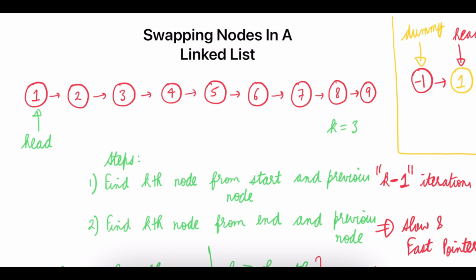1. So here is the head and k is an integer and the value of k is 3, and we have to swap the kth node from the beginning, which is the node 3 here, and the kth node from the end, which is this node 7, and we have to swap these two nodes. So we can either swap the values of the two nodes or we can swap the references.